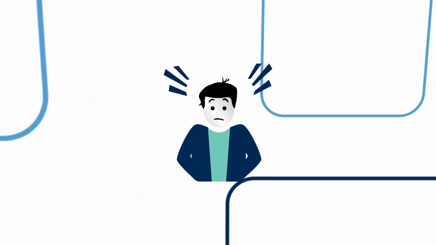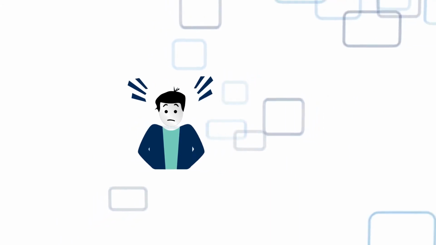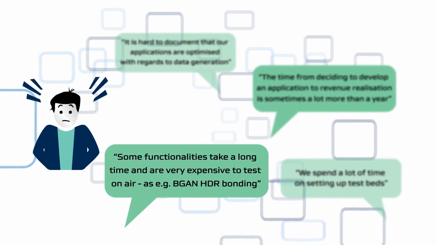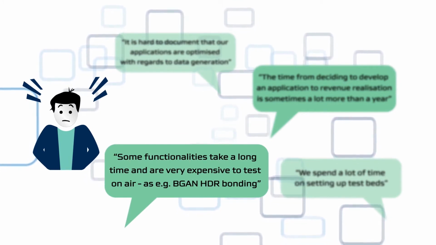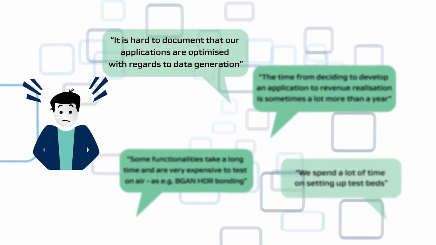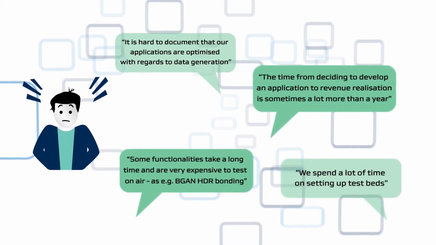Have you ever had the need to test a BGAN application but found it too expensive or time-consuming? Do you recognize any of the following challenges? Some functionalities take a long time and are very expensive to test on air, as for example, BGAN HDR bonding. It is hard to document that our applications are optimized with regards to data generation.